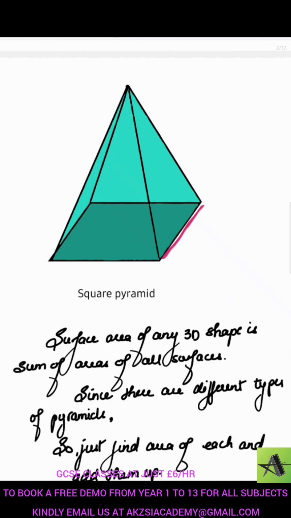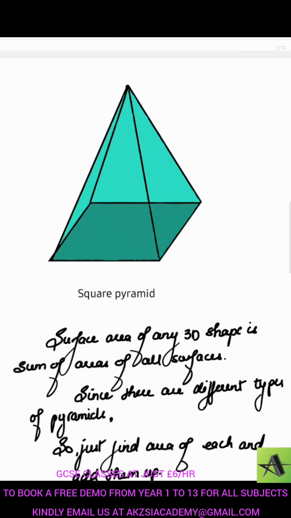See, this side will lead to this triangle, your first triangle. This will lead to another triangle, that is the second triangle. This will lead to the third triangle, and this will lead to the fourth triangle, which is this. So that's why it has 5 surfaces, and if we calculate the area of each surface and add them up, it will give us the total surface area.